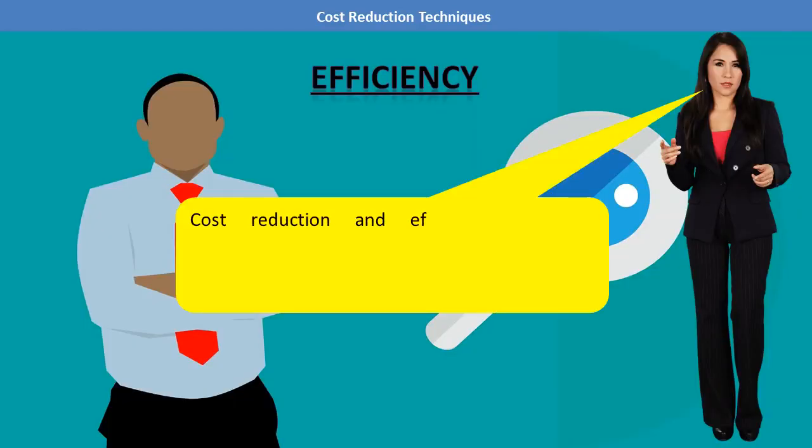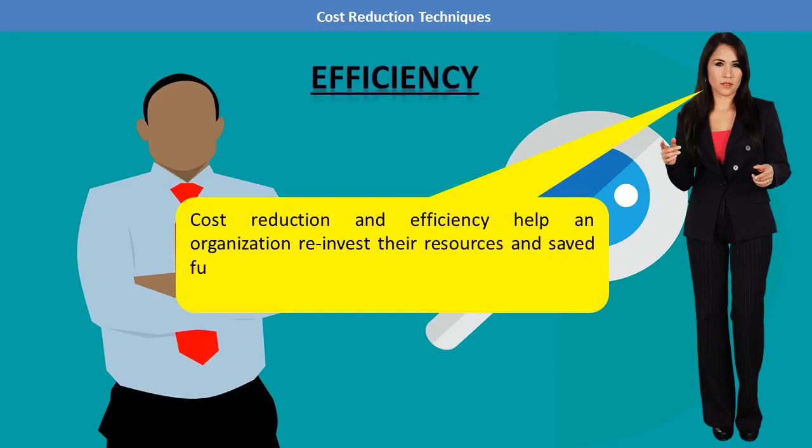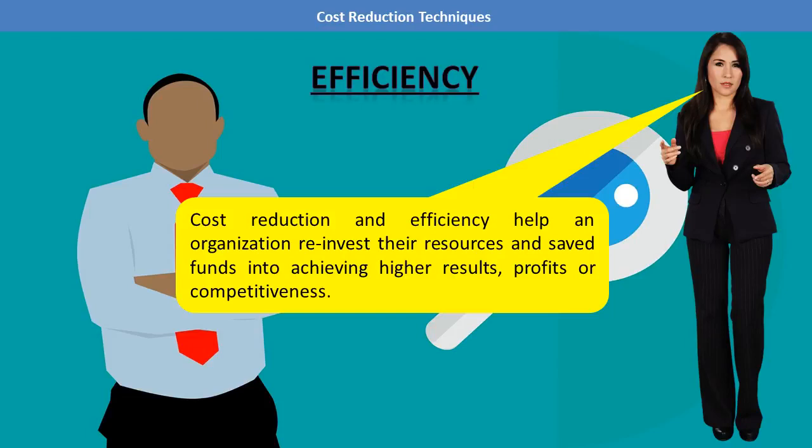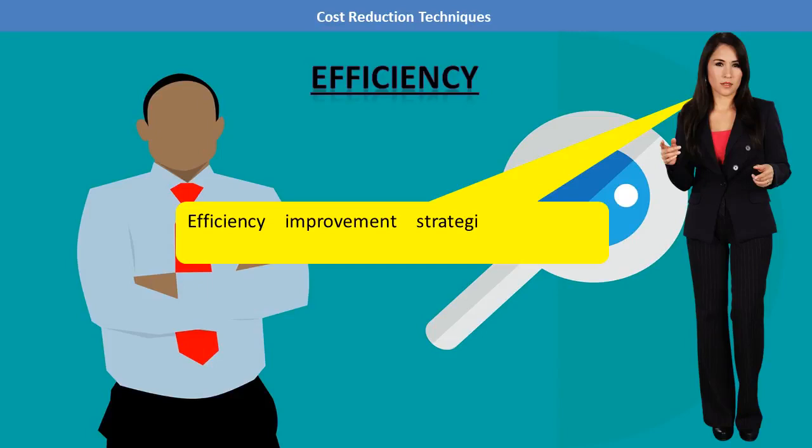Cost reduction and efficiency help an organization reinvest their resources and saved funds into achieving higher results, profits or competitiveness. Efficiency or savings can be achieved by improving utilization, processes, or behavior associated with resource usage. Efficiency improvement strategies must be tailored for each company. The right strategy allows a company to achieve the necessary balance between long-term initiatives and quick wins.